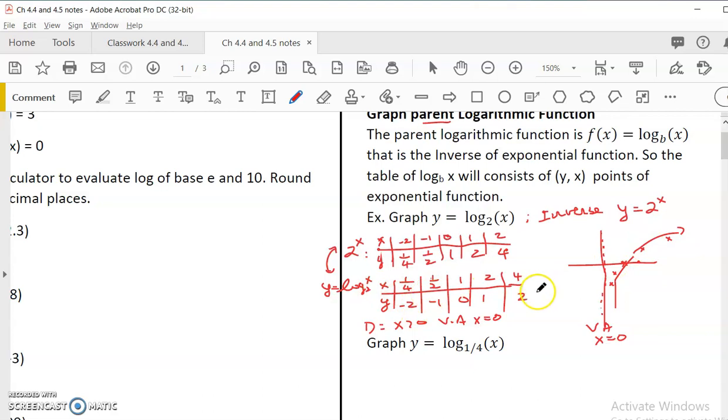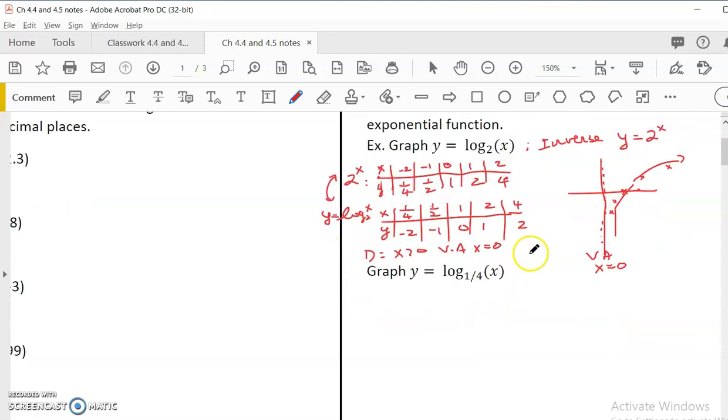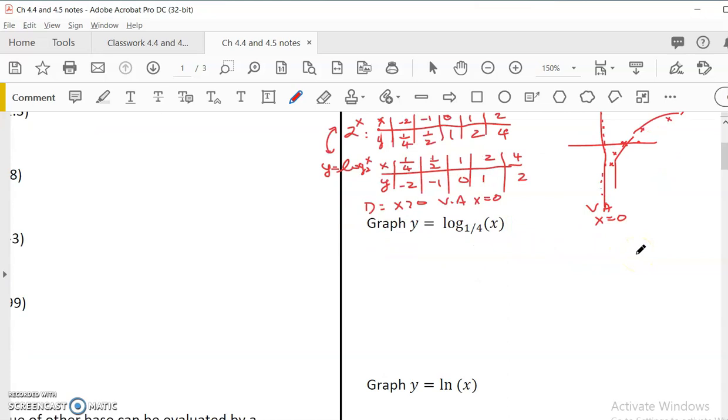The parent log function is basically doing the exponential function in reverse. Usually we pick x in the table, but here you pick y, or you can write the 2 to the x out and then switch them. Okay, so let's graph another one that is log base 1/4 of x. So b is less than 1.